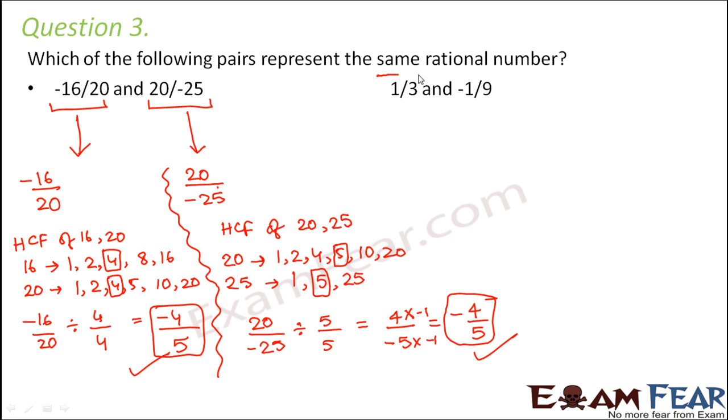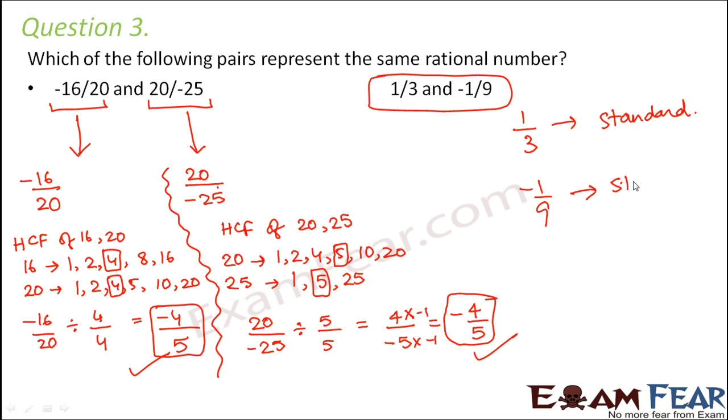Now let us look at the second pair of numbers, 1 by 3 and minus 1 by 9. If you look at both of these numbers, you see that both of them are in their standard form. How do we know? Because when you try to find out the HCF between 1 and 3, you see it is 1. Similarly, the HCF between 1 and 9 is also 1. So they do not have any other common factor except 1. That shows that these two numbers are in their standard form and they are different. 1 by 3 and minus 1 by 9 are not the same. Therefore, these two rational numbers do not represent the same rational number.